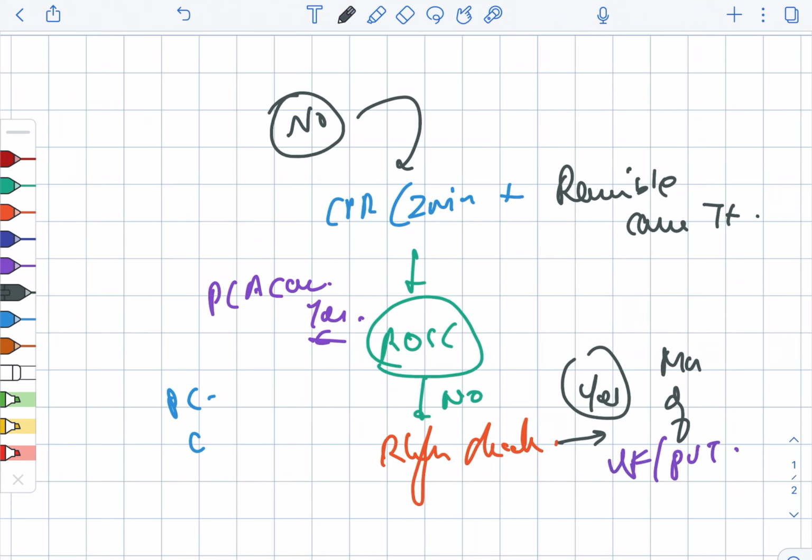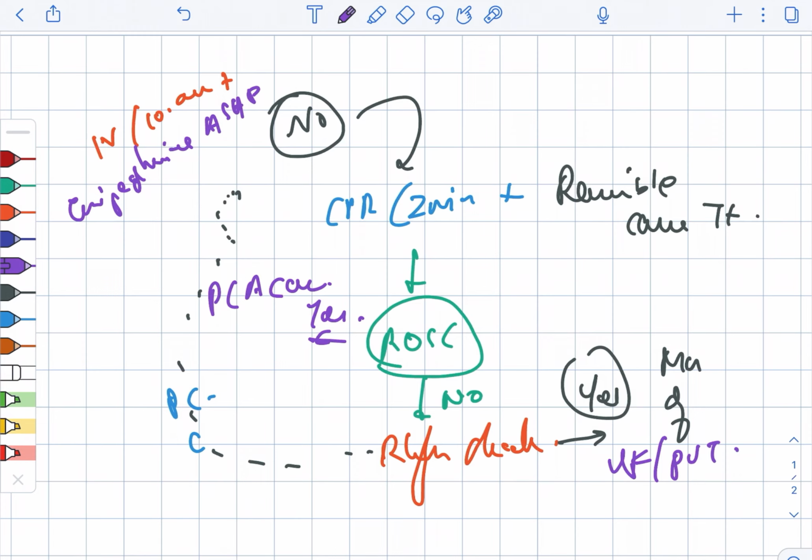And in case no, this gets back to the step where the IV or intraosseous access is done, along with epinephrine ASAP, continuing 1 mg every 3 to 5 minutes, along with the CPR for 2 minutes and the ET intubation. So it gets back to this step.